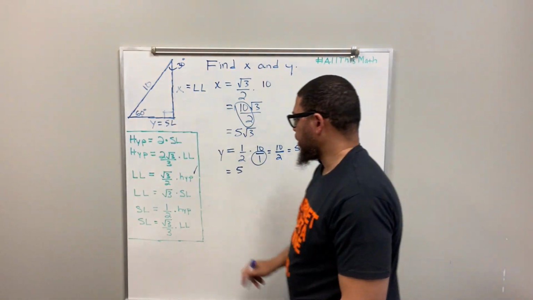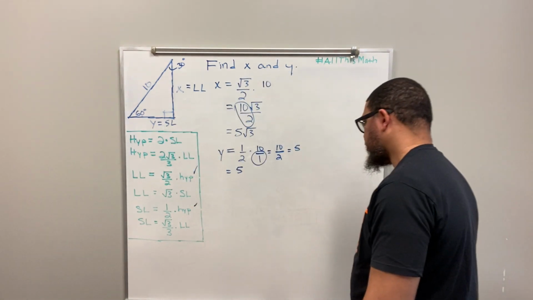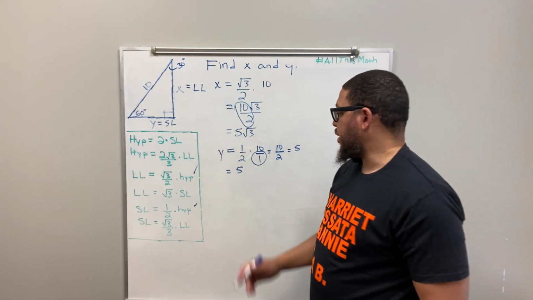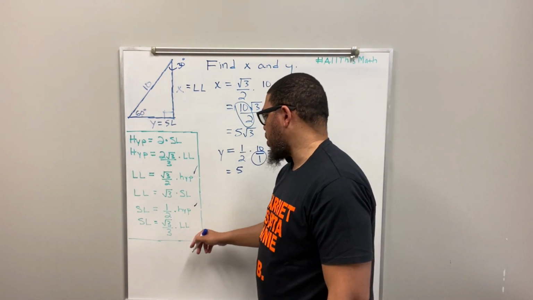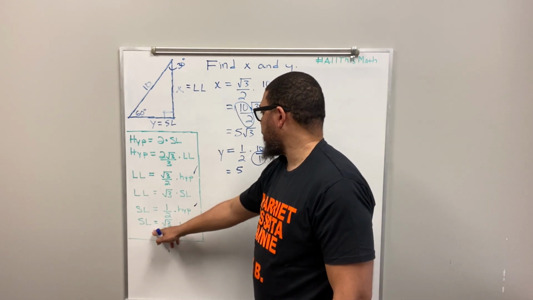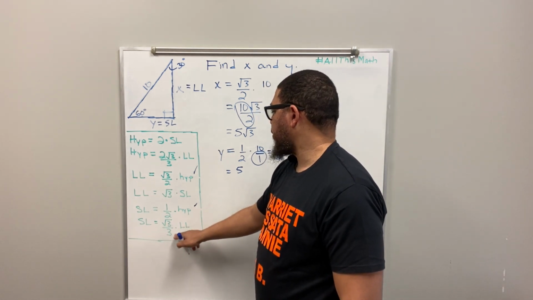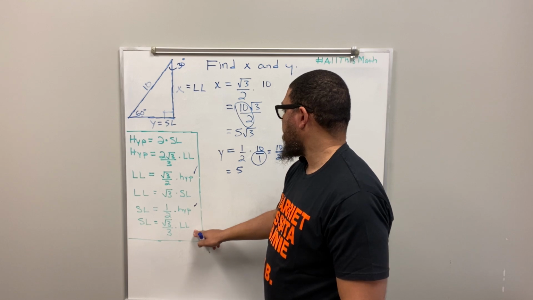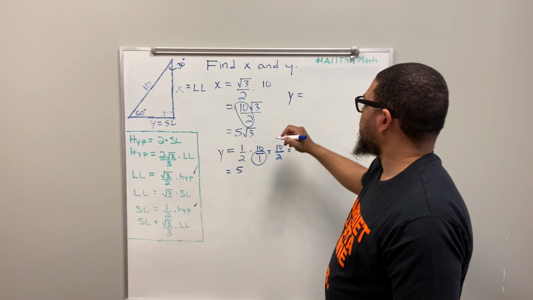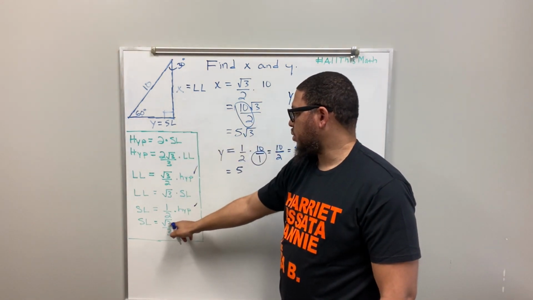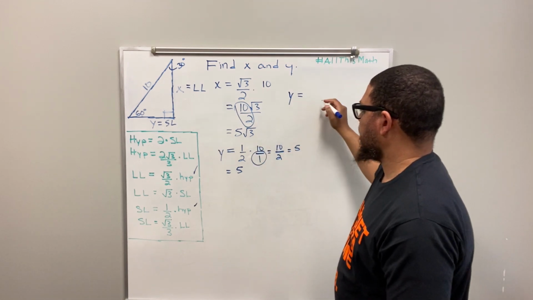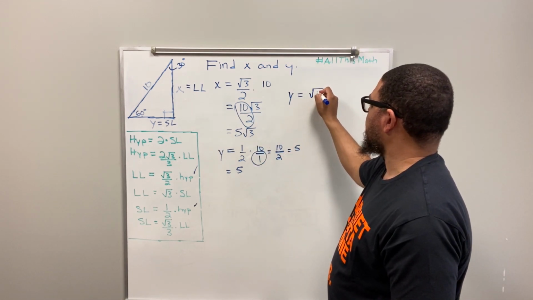All right? And that's just a little bit that I wanted to show you on how we deal with special right triangles. And as a matter of fact, what we can do is check our work by using this other formula. Because the short leg should also be equal to root 3 over 3 times the long leg. So let's try that just for practice. So we got y equals root 3 over 3 times the long leg. Now we think that the long leg is 5 root 3. So let's see if we get the same answer.